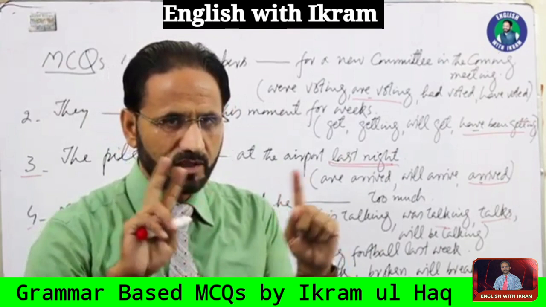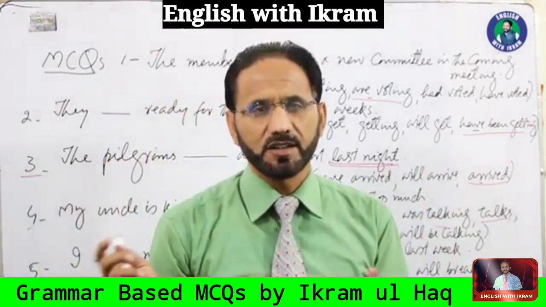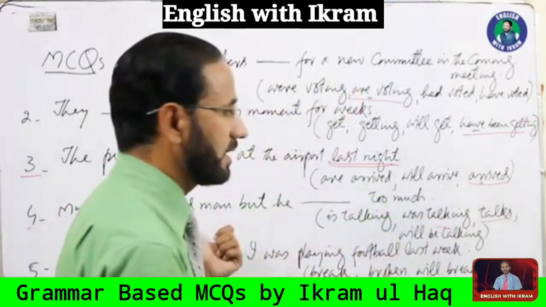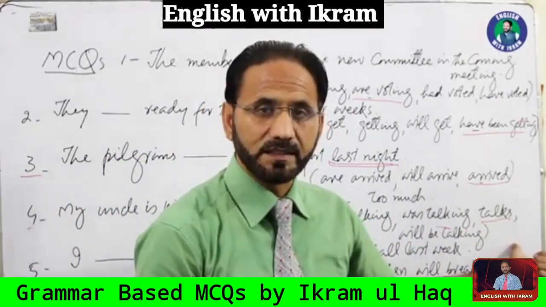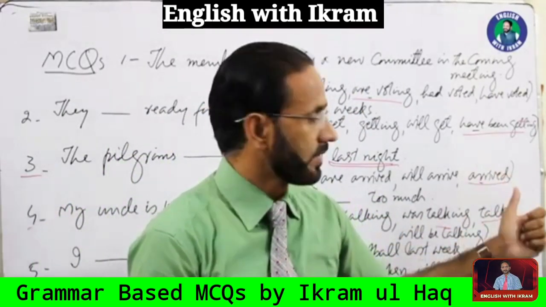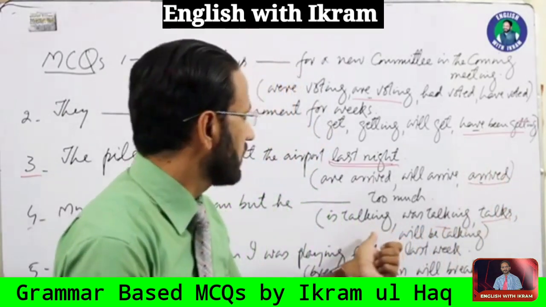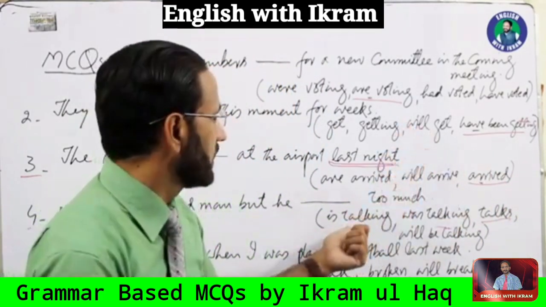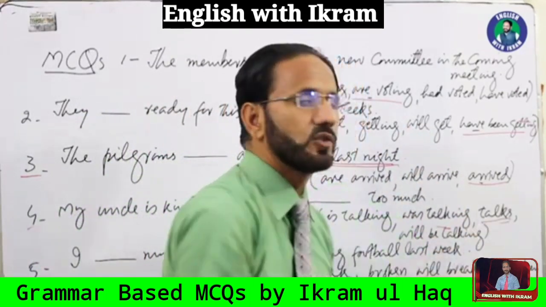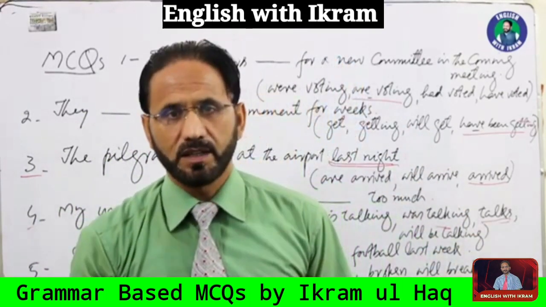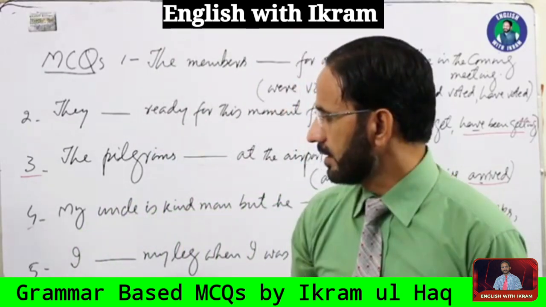Now, both the things are contrary to one another. Here it is simple present tense, that he is a kind person. Again here we will pick the simple present tense, something that is permanent. He talks too much. We can't say that he will be talking too much, or he is talking too much, or he was talking too much. The right option would be he talks too much. Okay, is it clear?